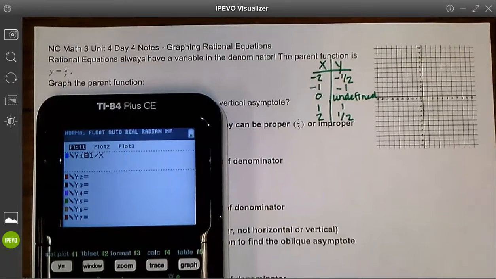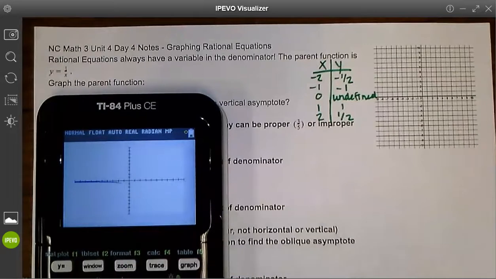When you have 1 over x, and you're just plugging x into the denominator, you can figure these out pretty easily. Just 1 over negative 2 is negative 1/2. 1 over negative 1 is negative 1. 1 over 0, you can't have 0 in the denominator, so it's undefined. It's going to be an asymptote there. 1 over 1 is 1, and 1 over 2 is 1/2, and these go on. And you can look at them in your table, or you can just look at it in your calculator.